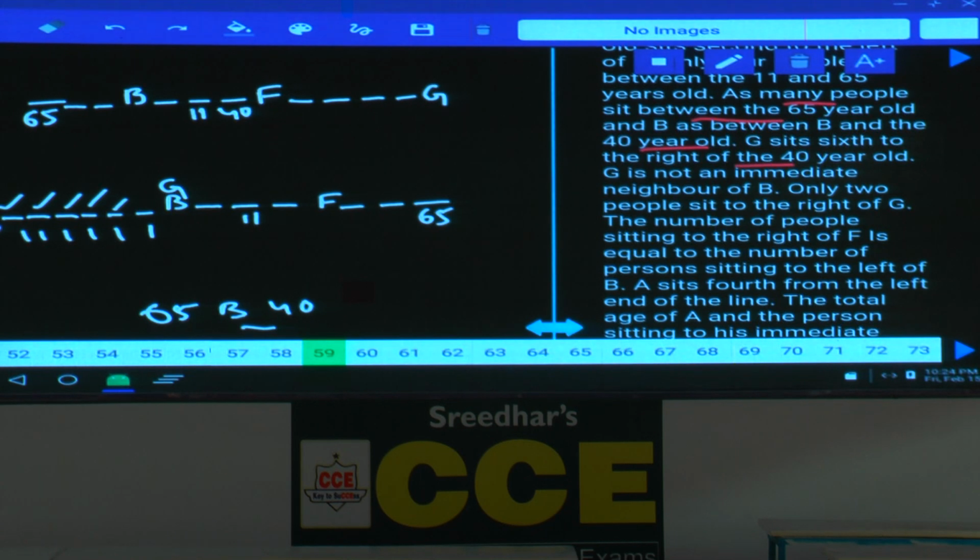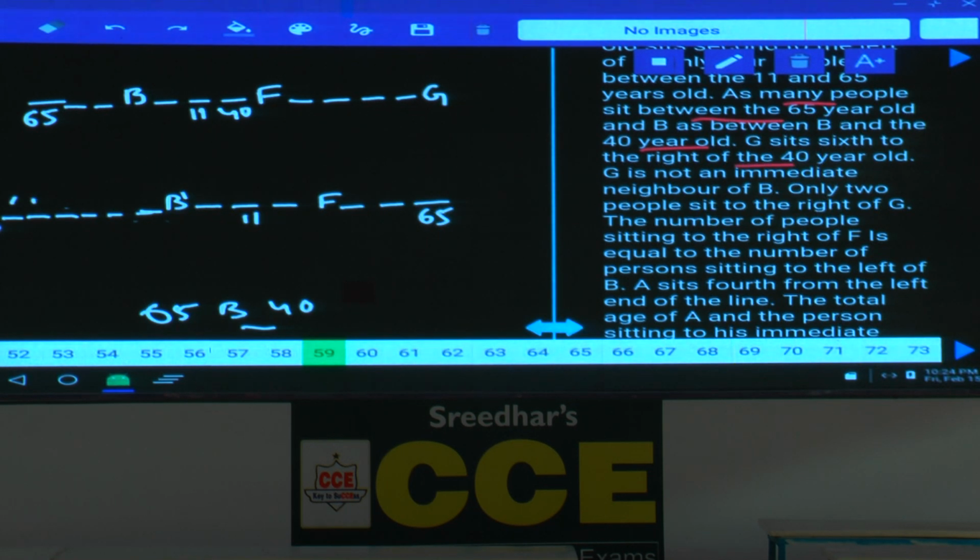Fine. Now 6th to the right of 40-year-old. Hence where should this G be? This 40-year-old must be on the immediate left hand side of G. Now G is 6th to the right of 40-year-old.